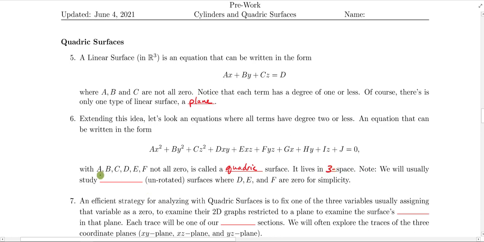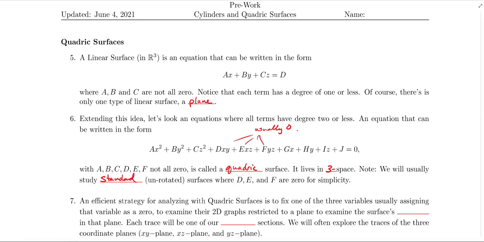And we will usually study the standard, and by that I mean unrotated surfaces, where we assume D, E, and F are all 0. So we're going to assume that these three terms in this class are usually going to be 0, and that makes the analysis that we're about to do a little bit easier.